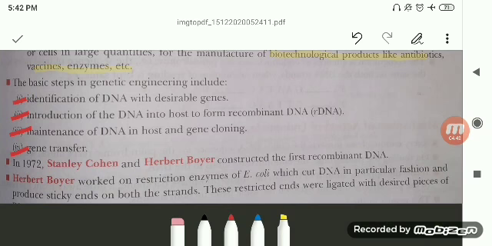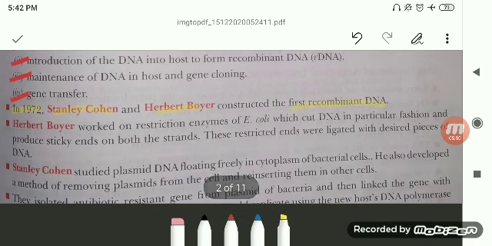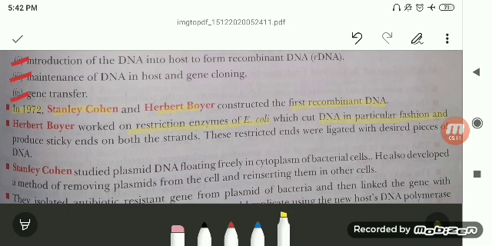These are the various steps by which the modification of the chemical nature of DNA and RNA takes place. In 1972, two very famous biochemists, Stanley Cohen and Herbert Boyer, constructed the first recombinant DNA. How did they do it? Herbert Boyer worked on the restriction enzyme of E. coli. What are restriction enzymes? They cut DNA in a particular fashion and produce sticky ends on both the strands, and these ends are ligated with desired pieces of DNA.